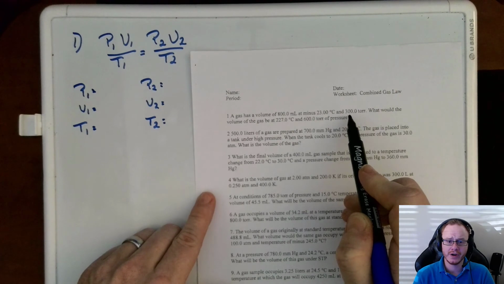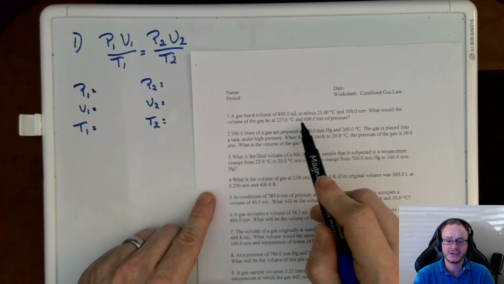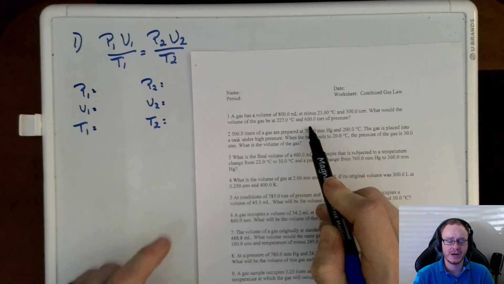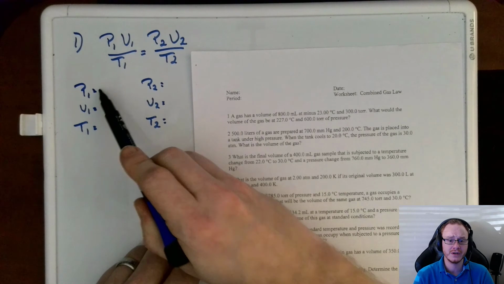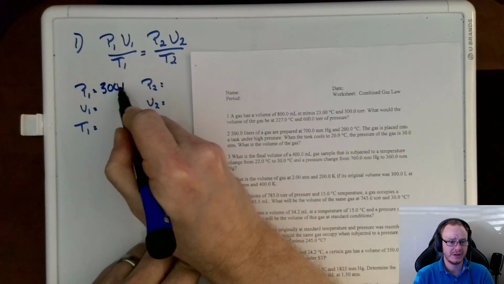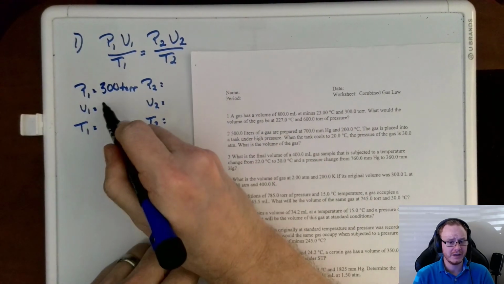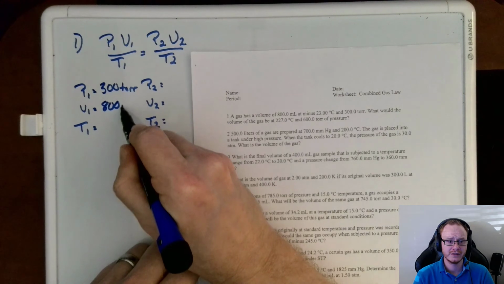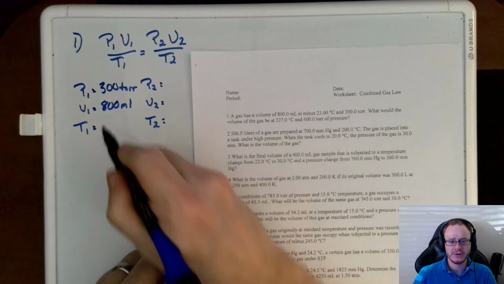In problem number 1, I can read through it and I see I have 800 milliliters at negative 23 degrees Celsius and 300 torr. What would the volume of the gas be at 227 degrees Celsius and 600 torr pressure? So let's plug in the units that we know. Pressure 1 looks like it's going to be 300 torr. Volume 1 is going to be 800 milliliters. And then temperature 1 is minus 23 degrees Celsius.